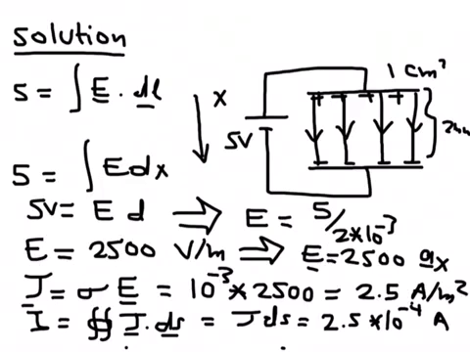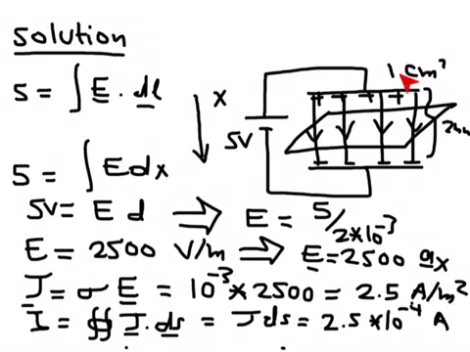Then you put your sigma, which is 10 to the minus 3, and you multiply by 2,500. You get J as a magnitude. This number by this number, you get 2.5 ampere per meter squared. If you want to get the total current flowing in the cross section, you have to imagine that you create a plane here that cuts this capacitor, and then you want to determine the total current flowing in this area.